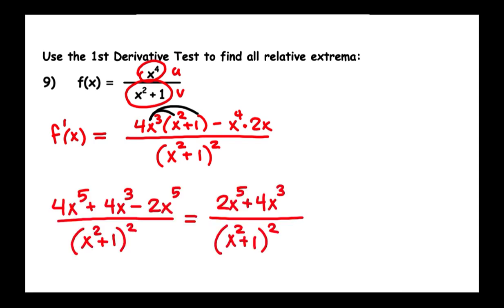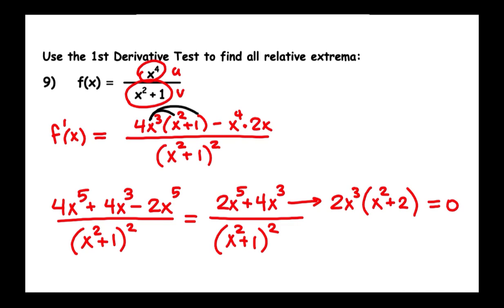Okay, so again, I got it to there. As I mentioned, it looks like the numerator can be factored. I'll take out a 2x cubed, meaning that one critical number will be 0. The rest will be x squared plus 2, and x squared plus 2 cannot be set equal to 0. It's impossible. So we're only going to get one critical number, and the critical number will be x equals 0.